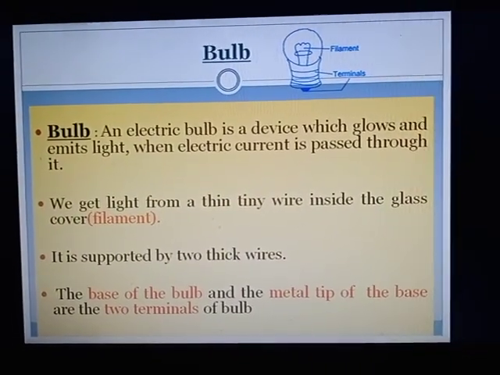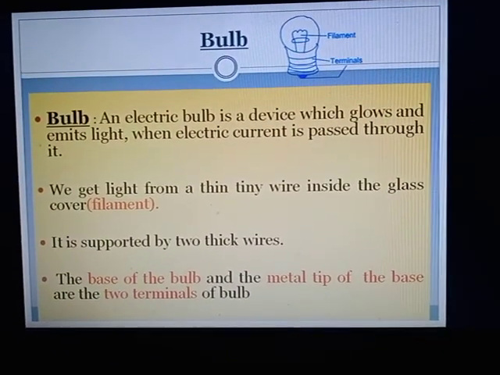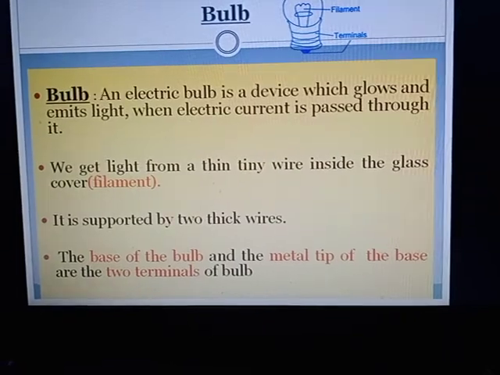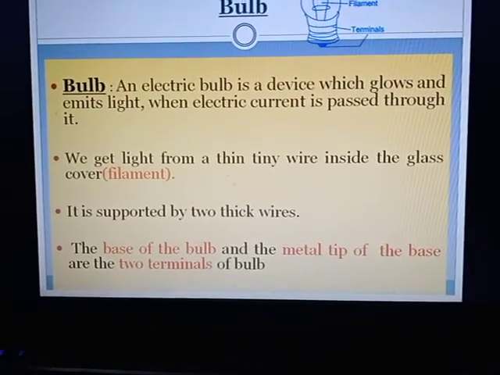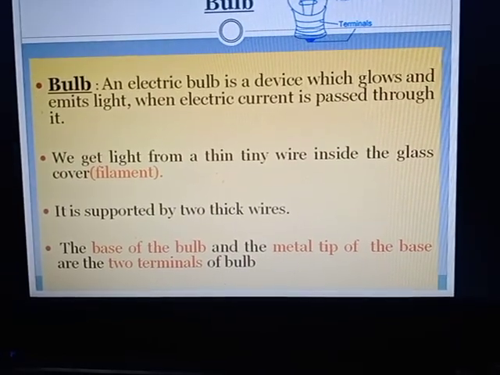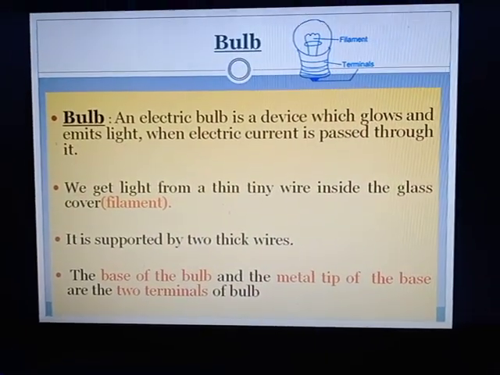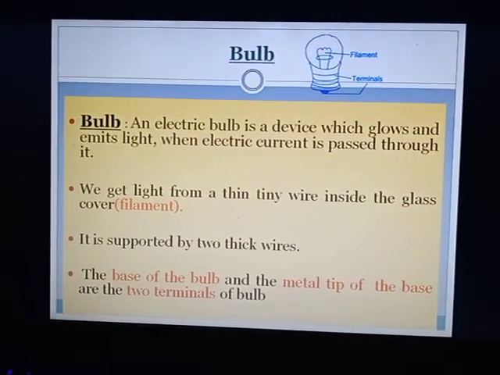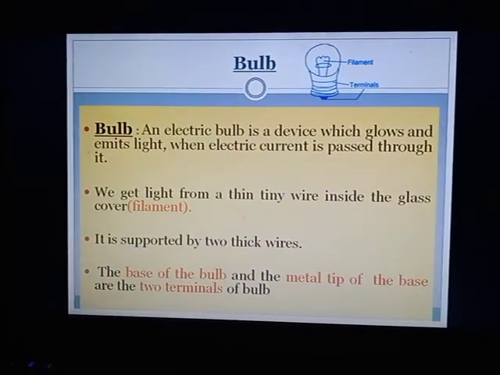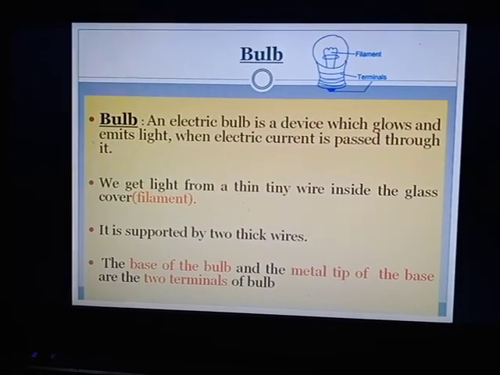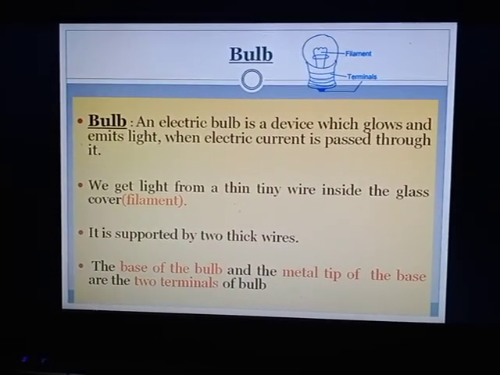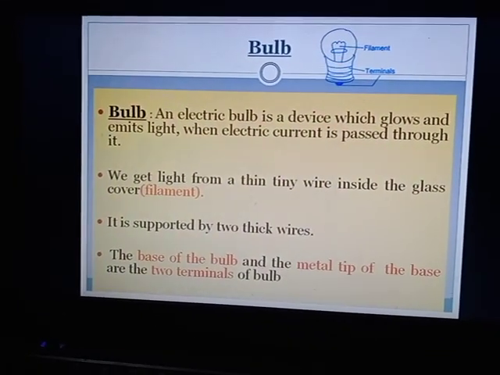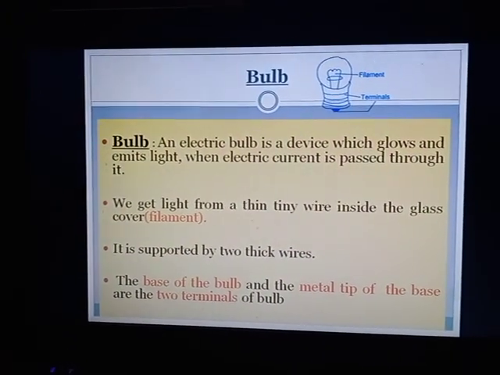So what is a bulb? An electric bulb is a device which glows and emits light when electric current is passed through it. In our home, when we put on the switch, the bulb glows and there is light all over the room. So it gives out light energy. When electric energy is passed through the bulb, it gives out light and heat energy. We get the light from a thin tiny wire inside the glass cover called the filament.